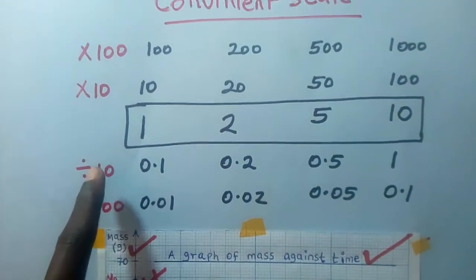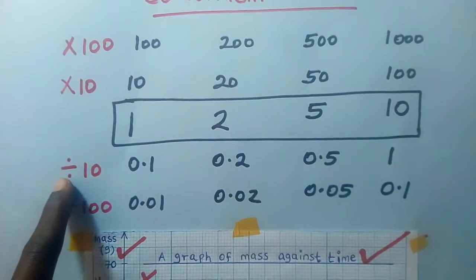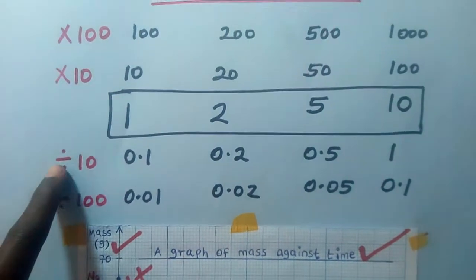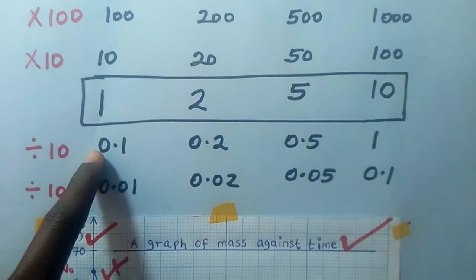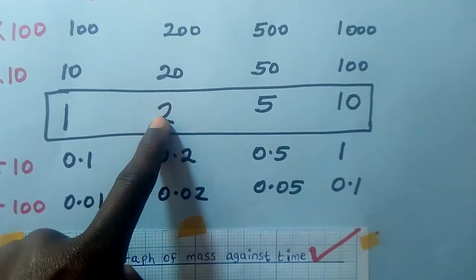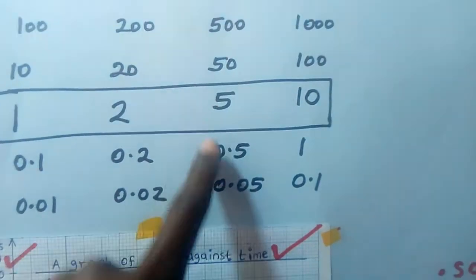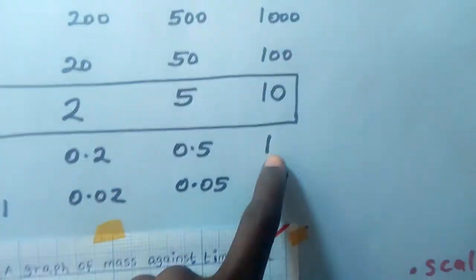But the values may be as small as 0 point something. What do you do? You can divide. Instead of multiplying by 10, you can divide by 10. 1 divided by 10, 0.1. 2 divided by 10, 0.2. 5 divided by 10, 0.5. 10 divided by 10, 1.